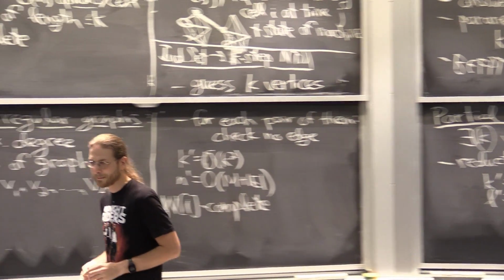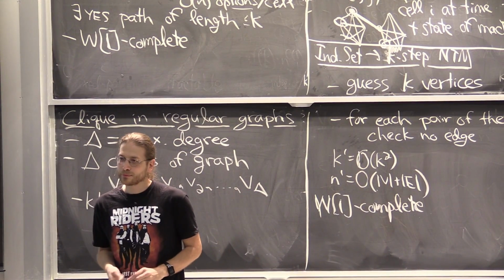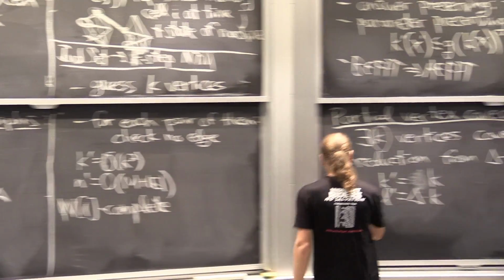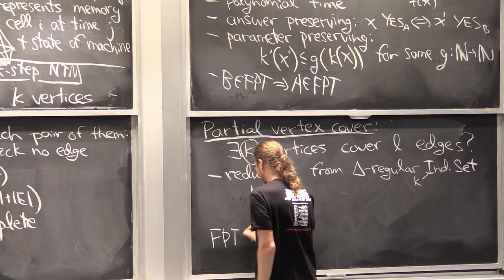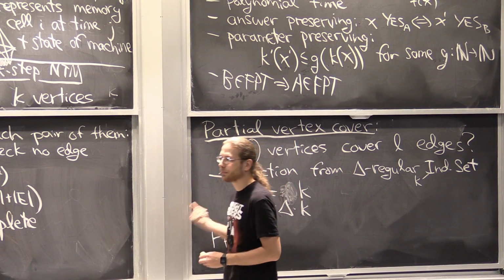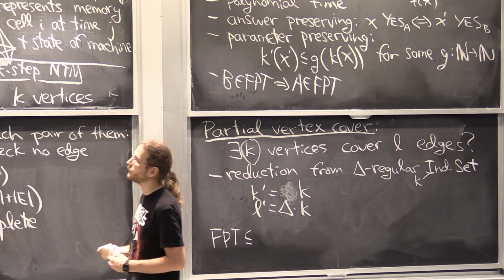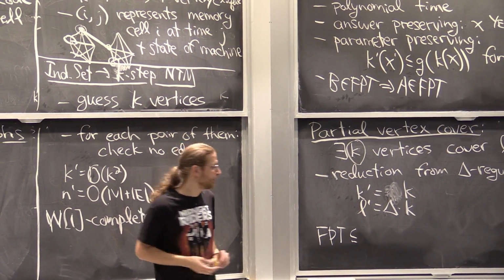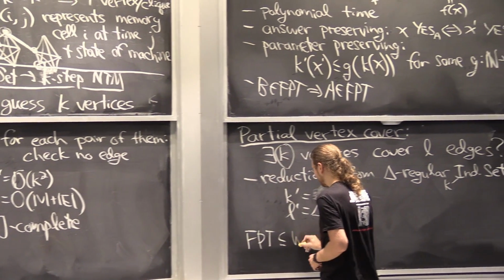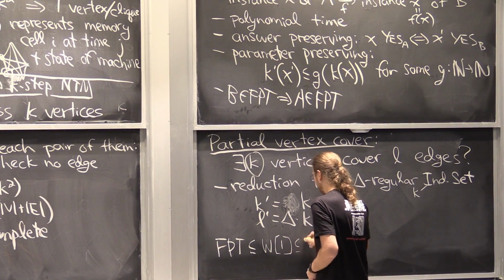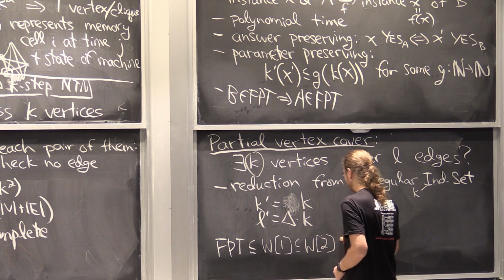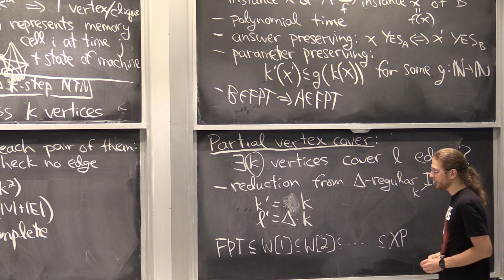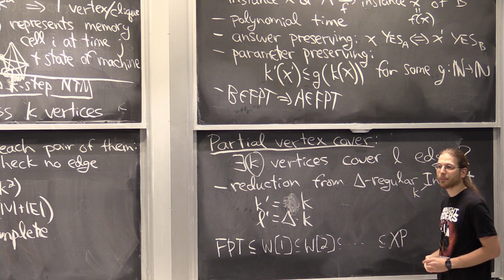Yeah. Sorry, I'm still a bit confused about the relationship between W1 and XP and FPT. Like, I don't know what W1 is. Yeah, well, we'll get there. For now, you can think W1 is all problems that can be parameterized reduced to k-step non-deterministic Turing machine. That's a fine definition. Some people use that. And in general, FPT is contained in W1, is contained in other things which we will get to, W2 and so on, is all contained in XP. And these are strict if you believe exponential time hypothesis.